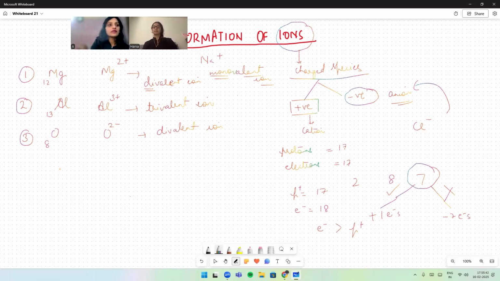Polyatomic ions means we'll do a short bit of this also. Polyatomic ions. Poly means many, right? Many atoms. There are more than one atoms in a single charged species. They are complex ions, okay? They go as a group.